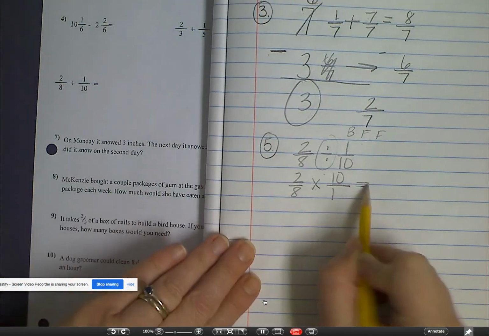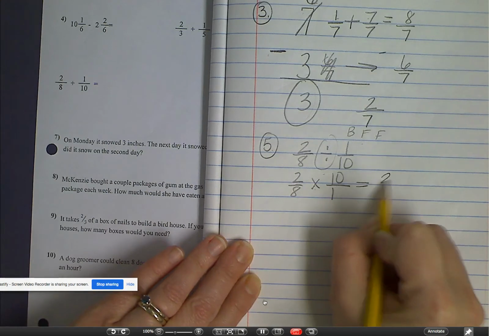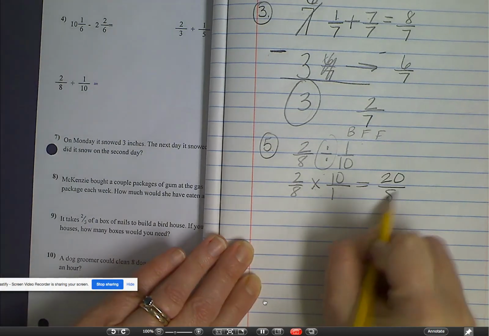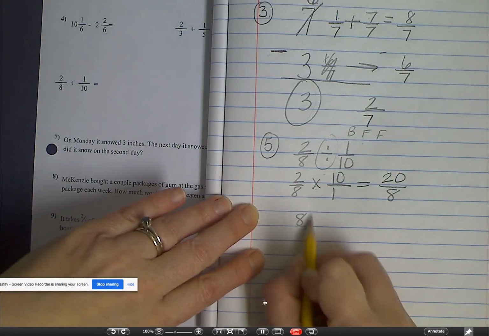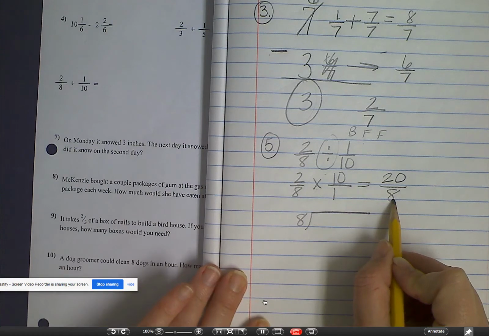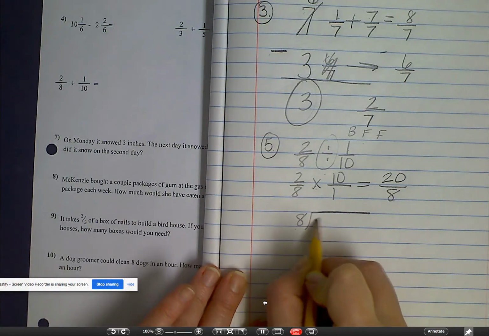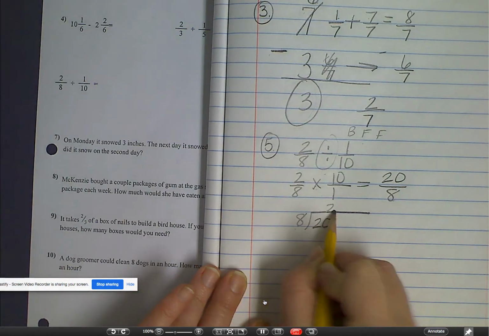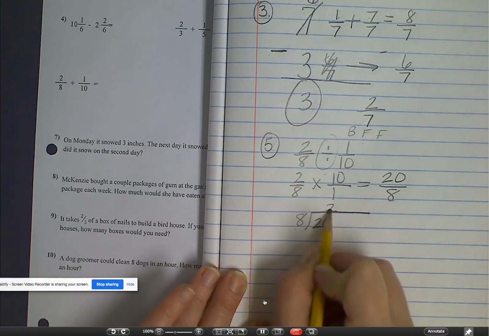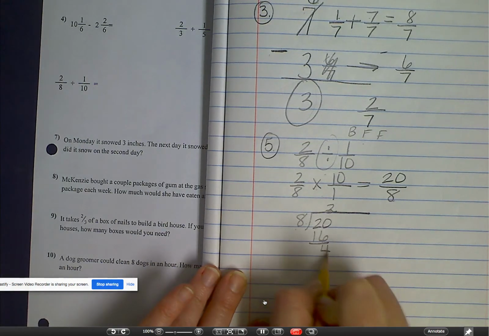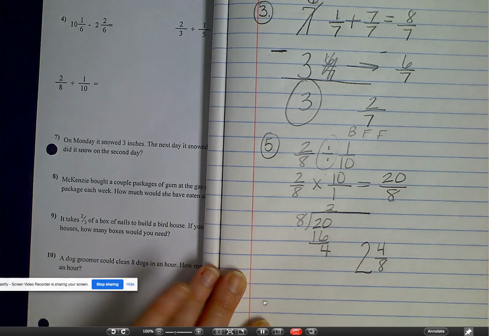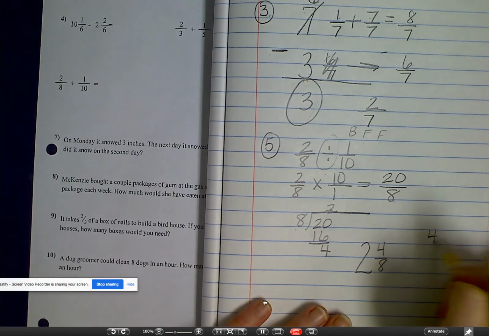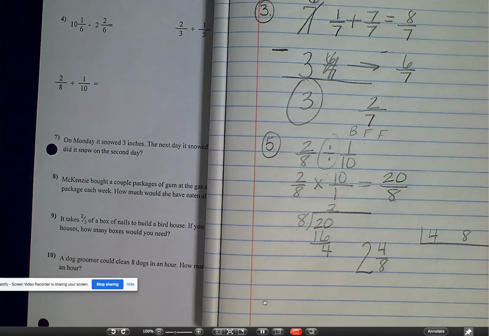Okay, so now we have 2 times 10 is 20, 8 times 1 is 8. Okay, that's not in the simplest form because it's an improper fraction. So I need to put my dog outside. Remember, my dog denominator goes outside, and then 20. 8 goes into 20 twice. 2 times 8 is 16 and 4. So I have 2 and 4/8, right? I'm going to put my 4/8 in the ladder to see if it reduces.